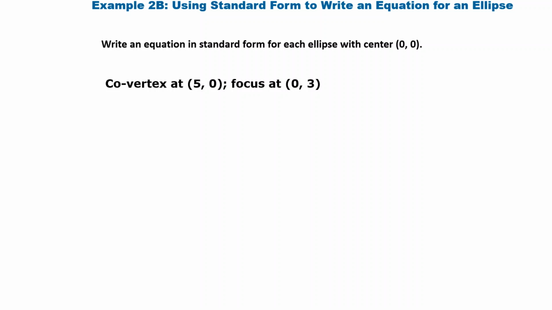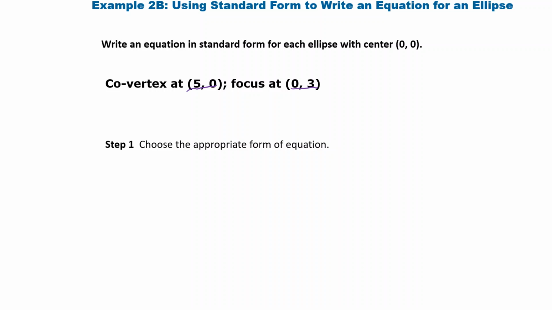Now, using the standard form to write an equation of ellipse number 2. Again, we're going to do it. This time we have a covertex at 5 and a focus at (0, 3). So let's talk about what that means. First of all, we have to choose the right equation.